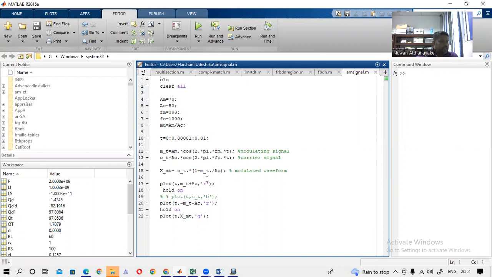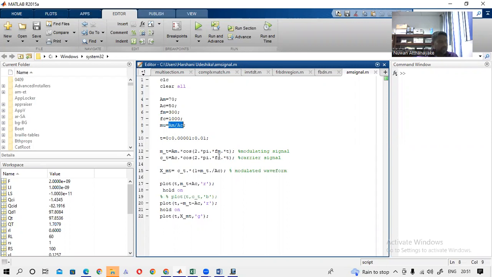Okay, so actually this program is correct. I think you can understand this. This is the amplitude of the modulating signal, this is the amplitude of the carrier, this is the frequency of the modulating signal, and this is the frequency of the carrier. And this mu is the modulation index. So we can define it like this.